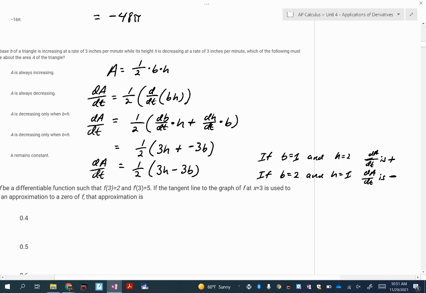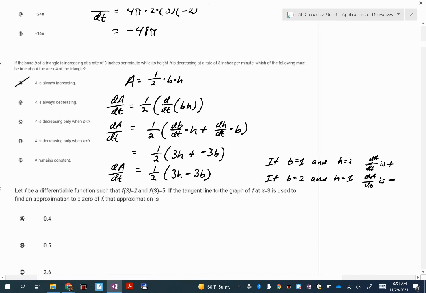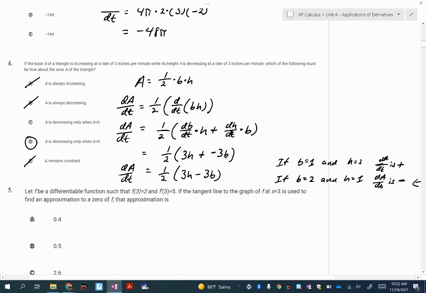So let's look at our answer choices here. Well, it's not always increasing or always decreasing, right? Because that depends on what we use for our base and our height. And then it doesn't remain constant. It is changing. So we're only focused on the decreasing answer choices here, C and D, and that looks like it's this one here when it's a negative. So that's when your base is greater than your height. So that's number 4, it's D.